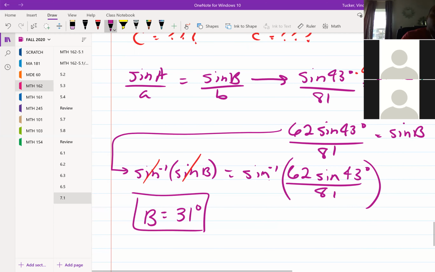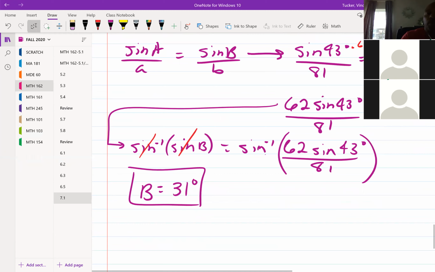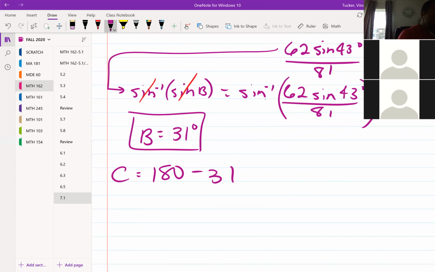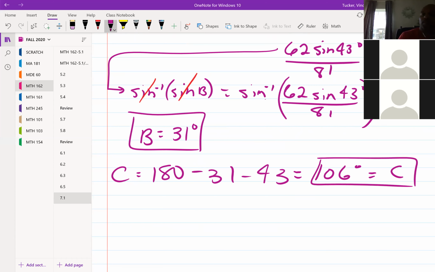So now, what are we looking for now? Well, we can find capital C. That's 180 minus 31 minus 43, right? That's going to be 106. So C is equal to 106 degrees.